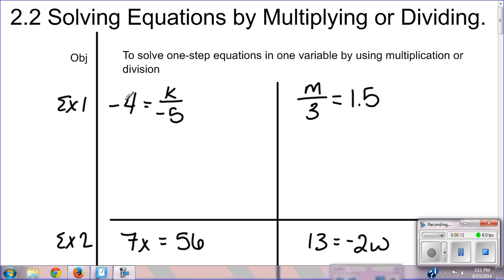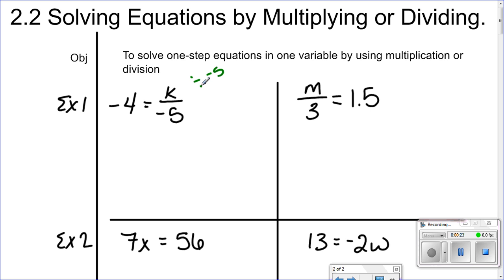So in example 1, negative 4 is equal to k divided by negative 5. So we want to get k by itself. What's with the k? A negative 5. What are they doing? It's dividing. So what's the opposite of dividing by negative 5? It's to multiply by the reciprocal, negative 5 over 1. Our negative 5's cancel out to become 1, and we're left with k times 1, which is k. And negative 5 times negative 4 is a positive 20 over 1. So k equals 20.